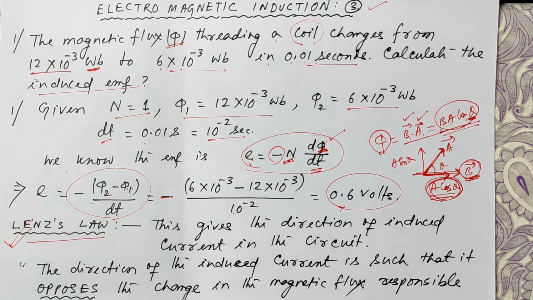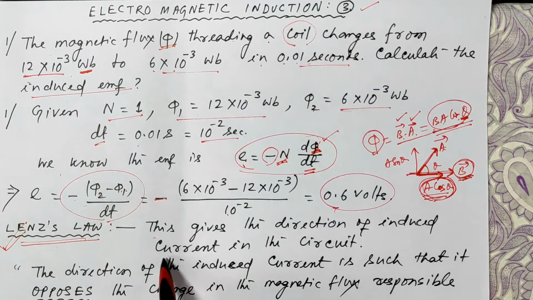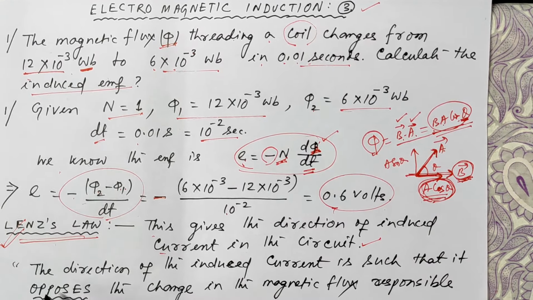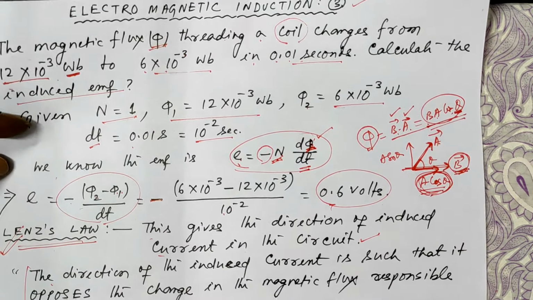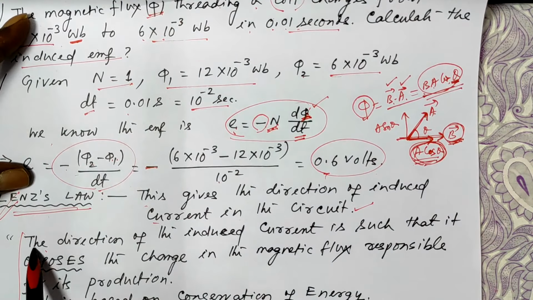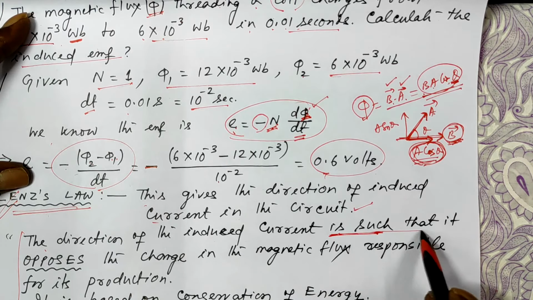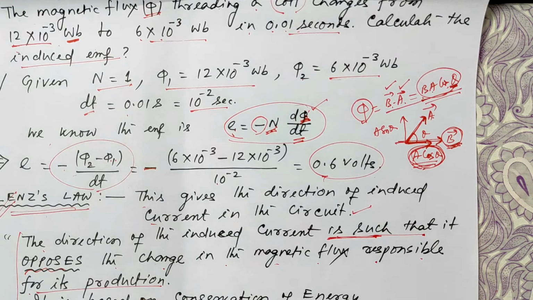This is important. This will give you the direction of current. This Lenz law gives the direction of induced current in the circuit. Now this is important, from here to here. The direction of the induced current is such, I underline it, that it opposes the change in the magnetic flux responsible for its production. It opposes the change in the magnetic flux.